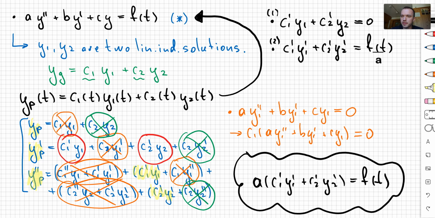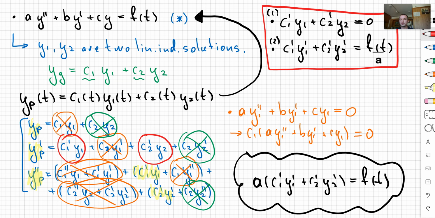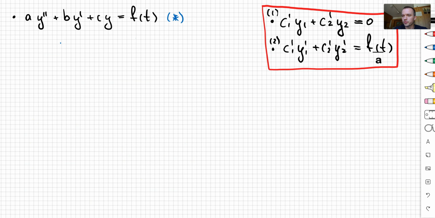Okay, and you can see that right now we have two unknown functions and we have two equations, and using some linear algebra, which I'm going to show in a second, we can figure out what c1 and c2 are. So first observe that we have the almost common term here, c2 prime y2 and c2 prime y2 prime. So I'm going to multiply the first equation by y2 prime, and the second equation I'm going to multiply by y2.